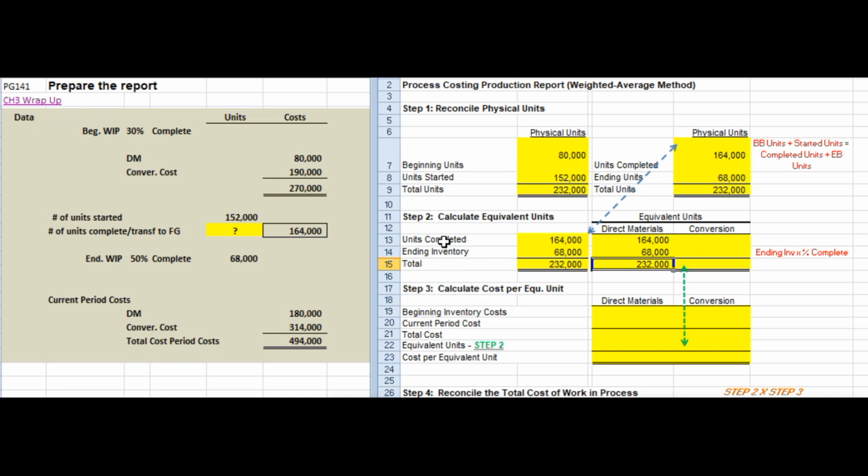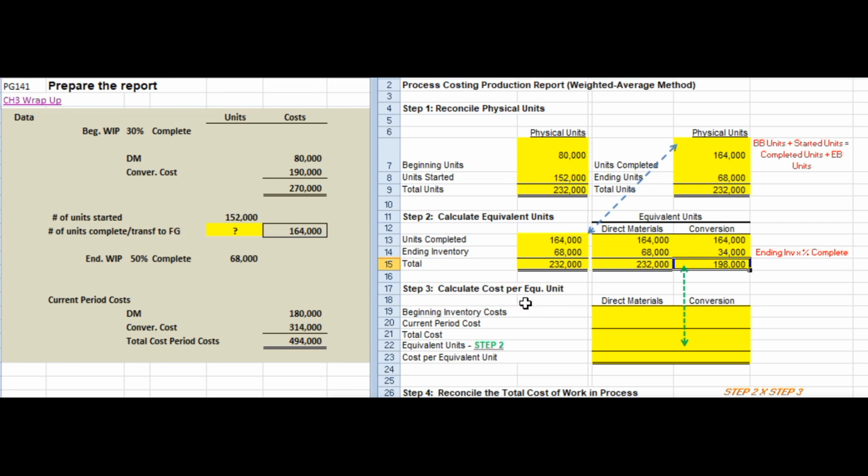So the conversion, if these units are complete, that is going to be the 164. Here we're only 50% complete in ending work in process inventory. So we're going to make the calculation. The 68 times the 50% gives us 198,000 for conversion cost for equivalent units.